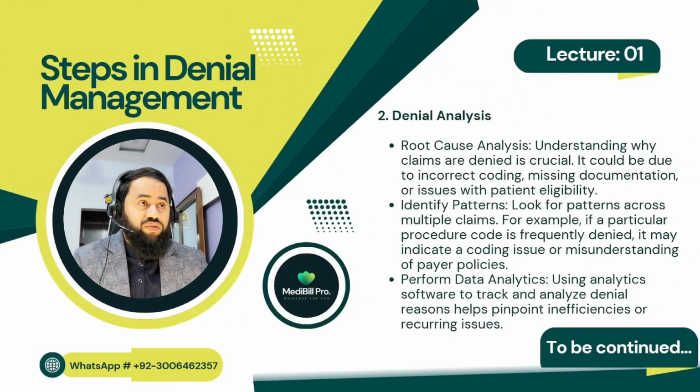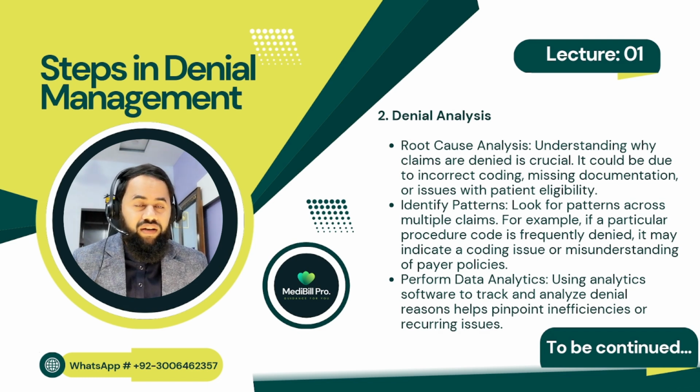Next is denial analysis. Root cause analysis: understanding why claims are denied is crucial. It could be due to incorrect coding, missing documentation, or issues with the patient's eligibility. So you need to find out the root cause. Then identify patterns. Look for patterns across multiple claims. For example, if a particular procedure code is frequently denied, it may indicate a coding issue or a misunderstanding of payer policies. Insurance companies or payers have different rules, regulations, and payer policies.